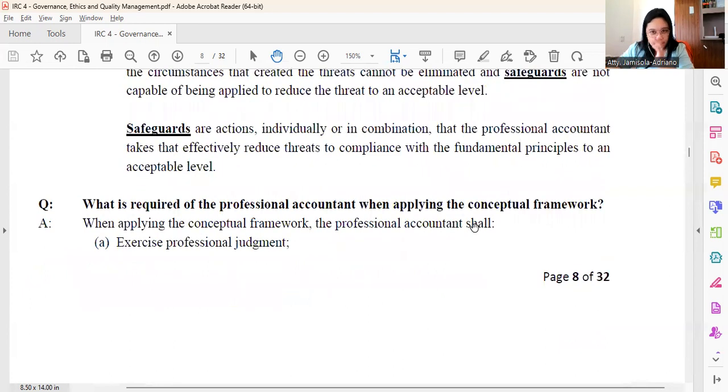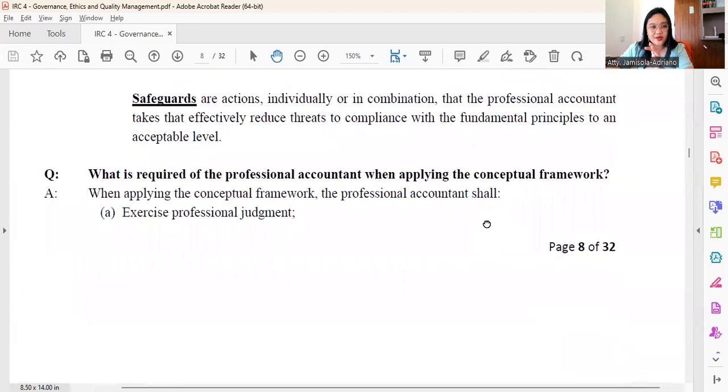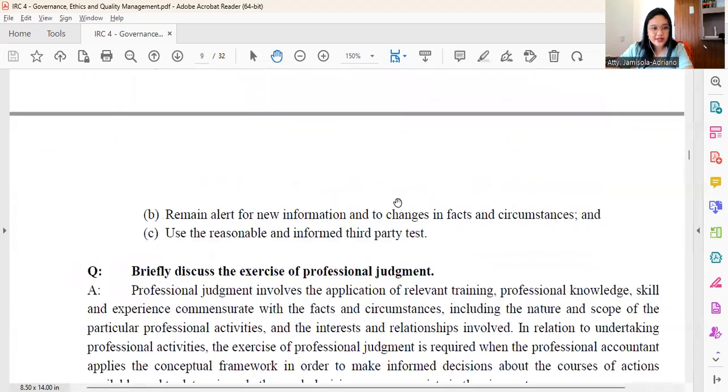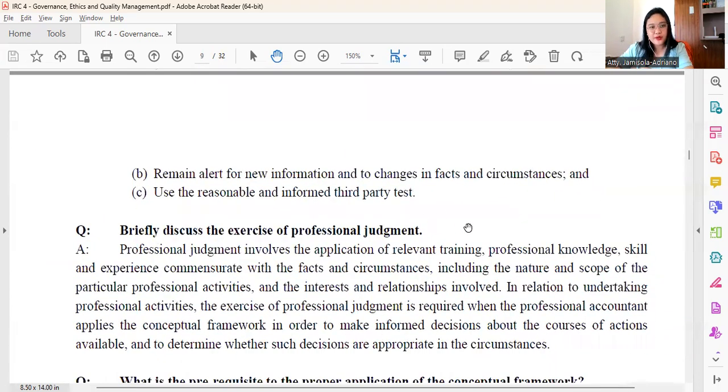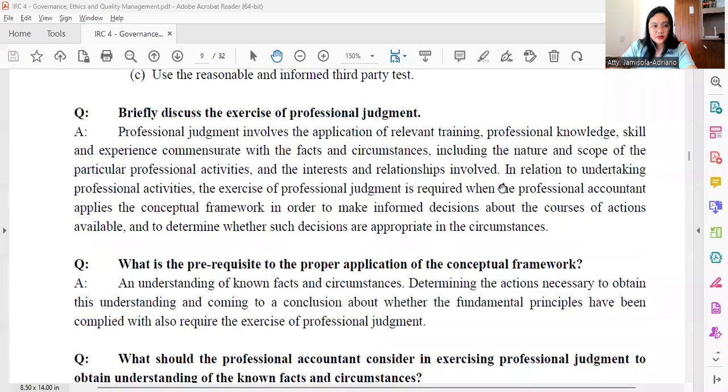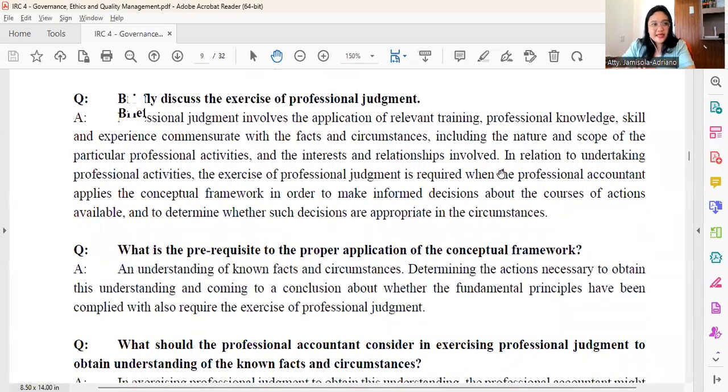So what is required of the professional accountant when applying the conceptual framework? You should exercise professional judgment, remain alert for new information and to changes in facts and circumstances, and use the reasonable and informed third party test. So what is this exercise of professional judgment?